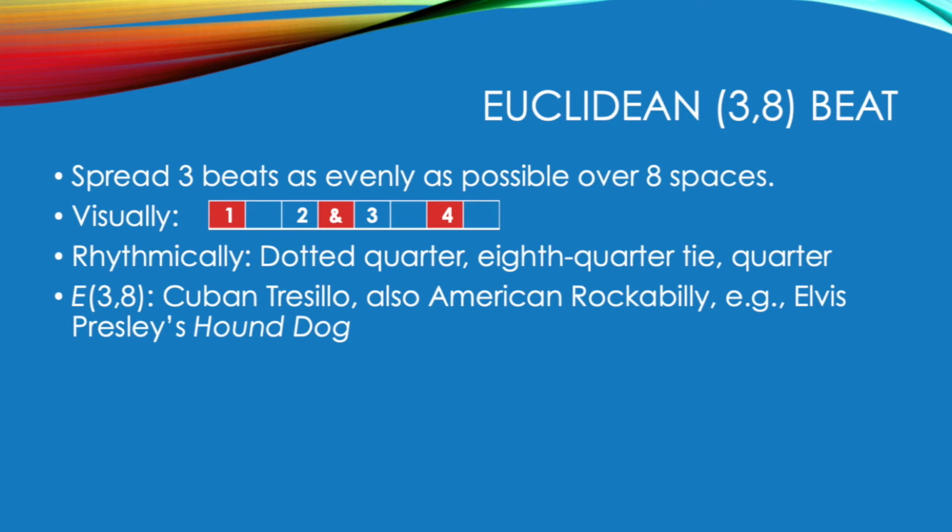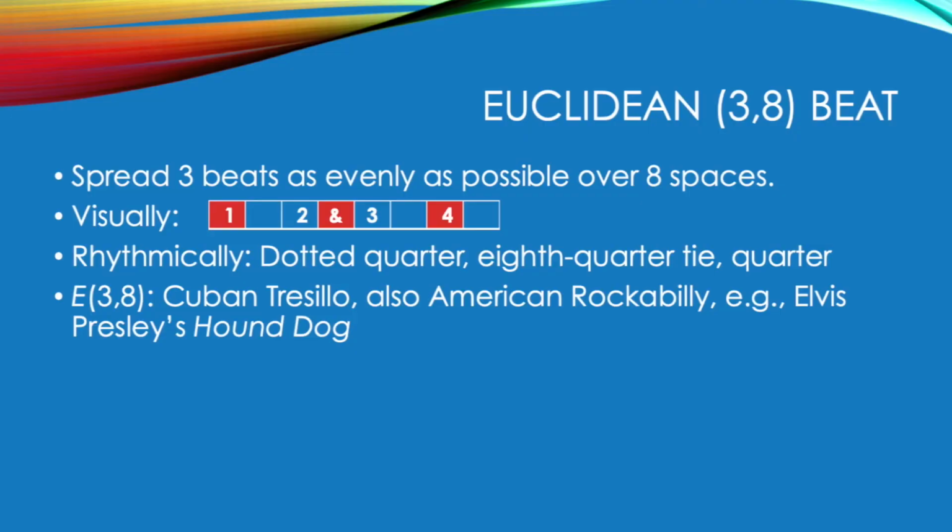And one example of that is the Euclidean 3/8 beat. We can spread 3 beats as evenly as possible over 8 spaces. Visually, it looks like the 1, and then the 'and' after the 2, and then the 4. But musically, this is the dotted quarter note, eighth note tied to a quarter note, quarter note pattern, which Toussaint identified as the Cuban tresillo, or American rockabilly, made famous by Elvis in Hound Dog. You ain't nothing but a hound dog, right? Rocking all the time, right? So that is an example of a Euclidean beat, and so Euclid is definitely my drummer.